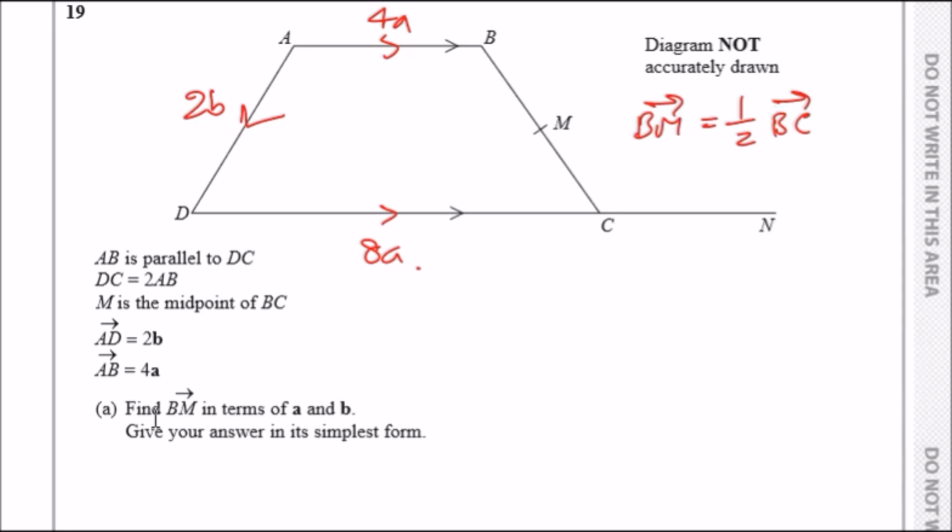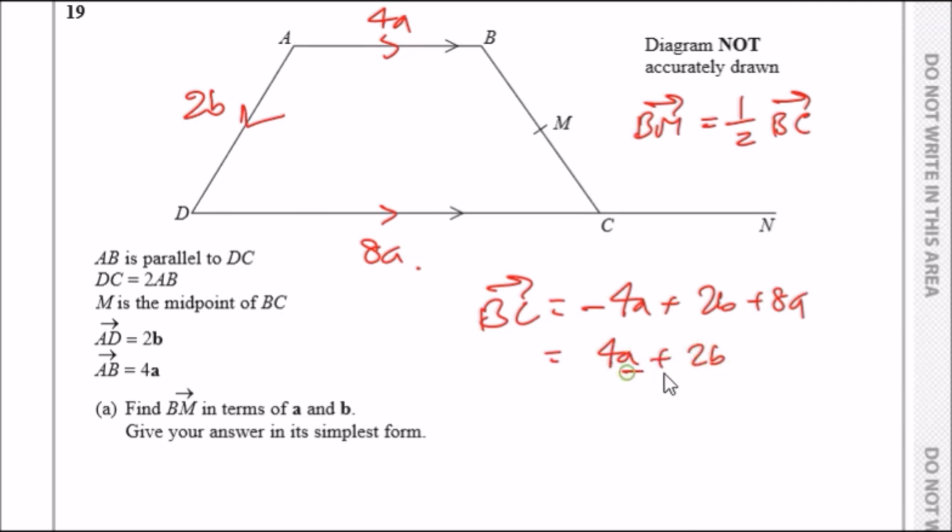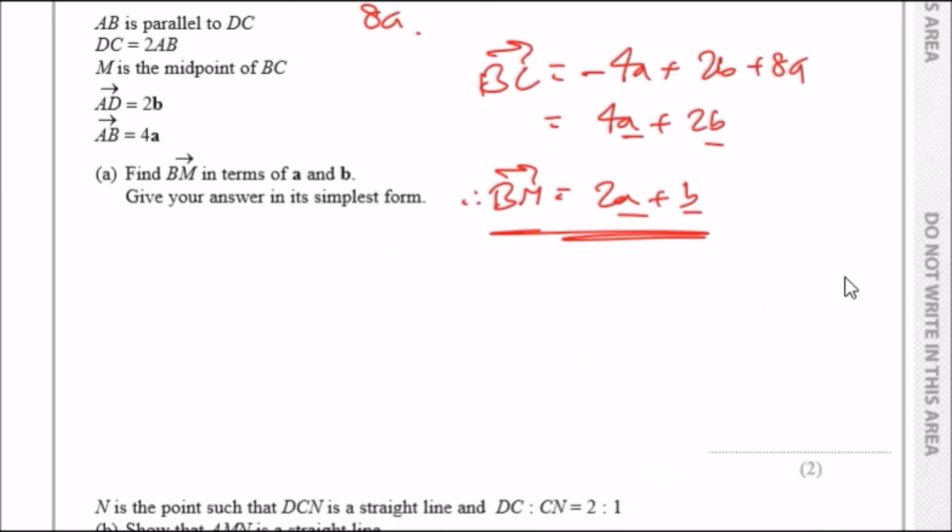Alright, cool. So find BM in terms of AB, so that's easy. So first things first, find BC, then half of it to get BM. So the value of BC, let's do it. So going from B to C, we need to go back to A, to D, to C. So it'll be negative 4a plus 2b plus 8a. That means tidying this up, minus 4a plus 8a is a plus 4a, and then plus 2b. And that's it. And also BM is half of that. So therefore, BM being half of this is going to give us 2a plus b. Voila. Easy stuff. So that's 2 marks there.